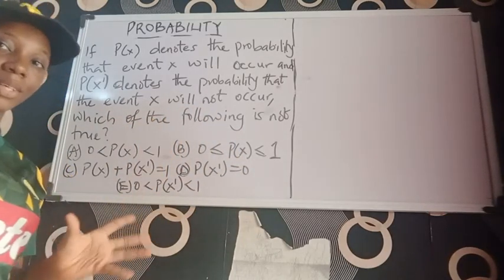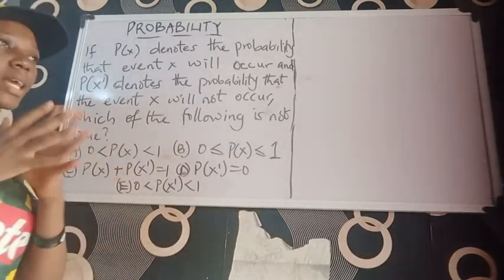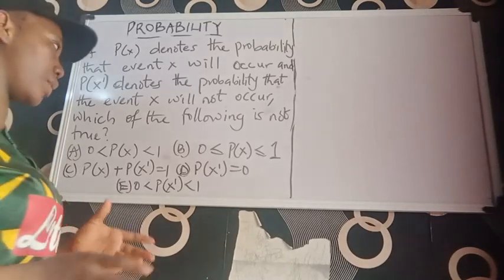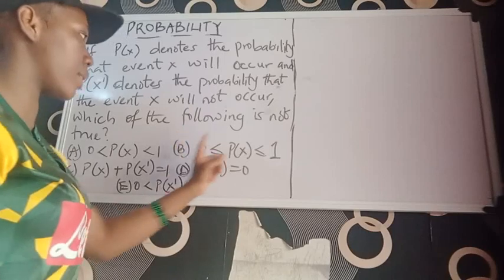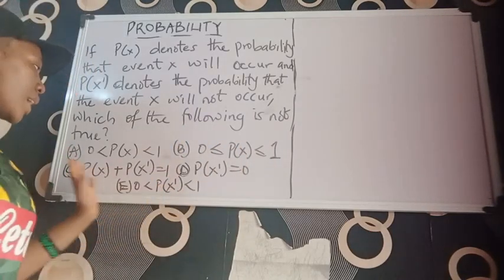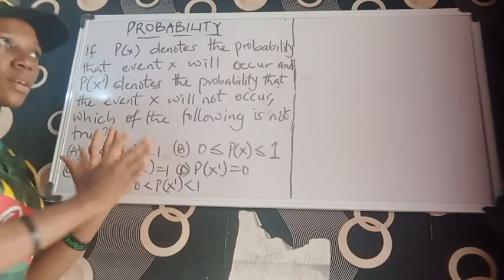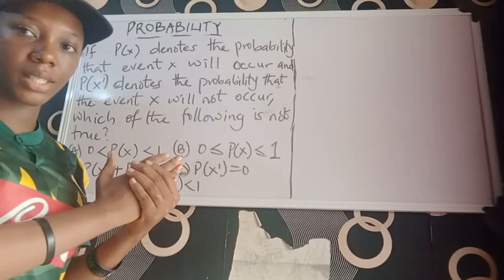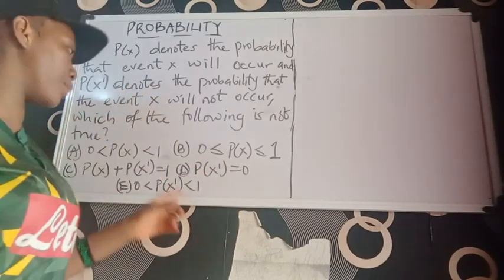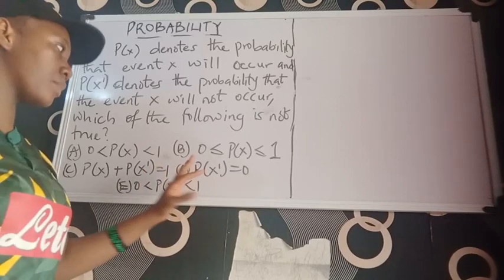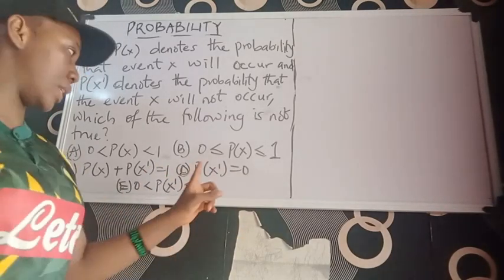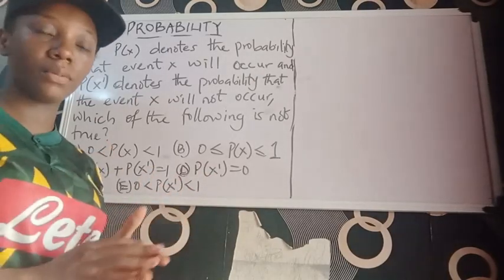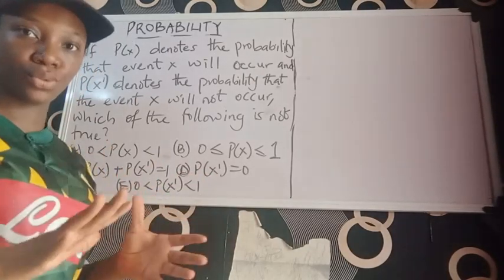Why are all the other ones true? Because in the explanation I gave in that previous video, probability is between 0 and 1. And then this one is a case of probability of success plus probability of failure is always equal to 1. But this is not related in probability. So this D is the option that is not true. Hope it's clear.